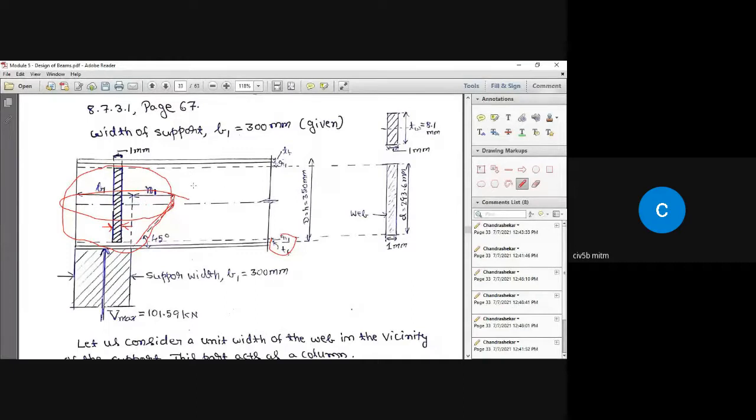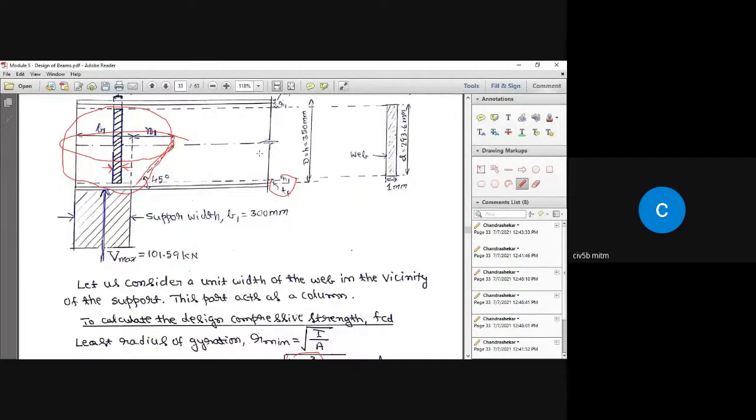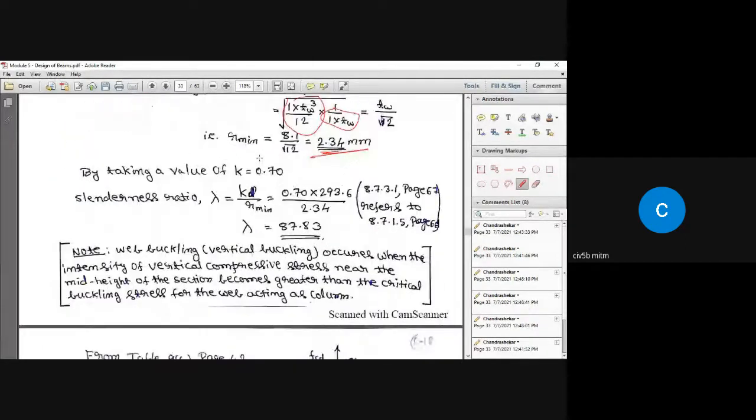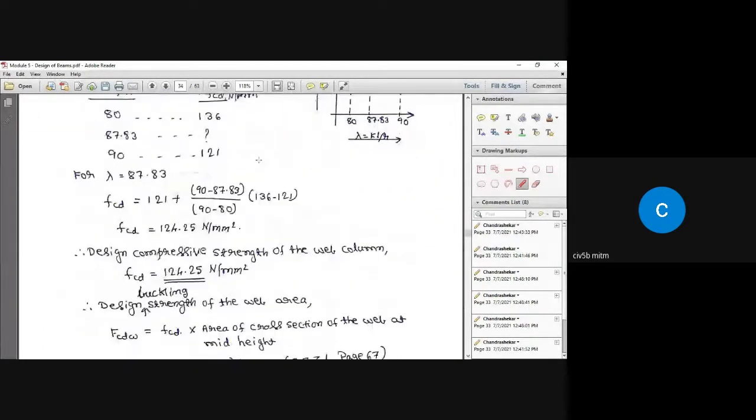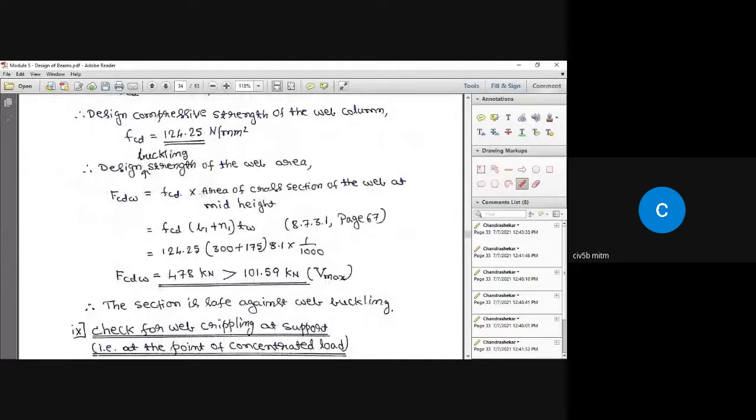Okay, what is half the depth of the section for ISMB 300? It is going to be 300 by 2, that is 150 millimeter. So that is B1 plus N1. It is not 300, ISMB 350 we have selected. So N1 is 175 and B1 is 300, that is the width of the support, and 124 we got from here and put the value here.